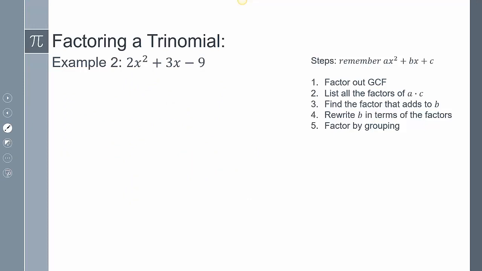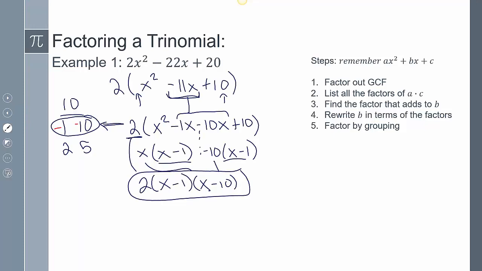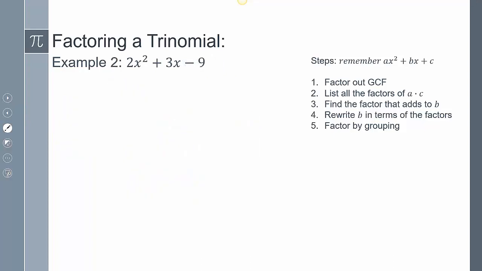My next one, I have 2x squared plus 3x minus 9. Now, one thing I just want to point out is some of us probably said, oh, well, look at this, it's minus 1, minus 10. Oh, that must be the pattern. Why do I have to do all of this when I can just do this quick shortcut? Well, just know that in this next problem, we're going to notice that that shortcut isn't going to work.